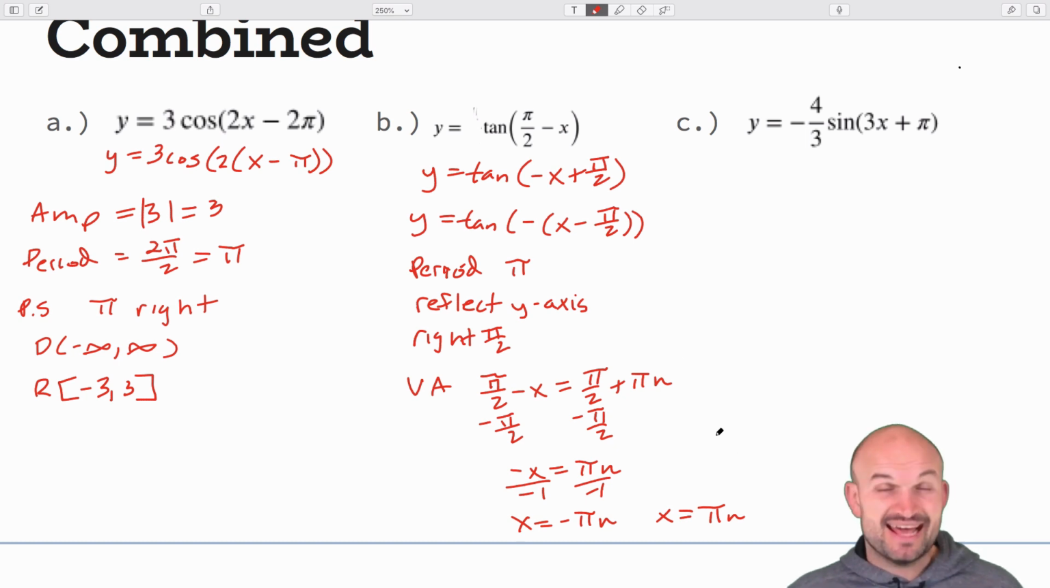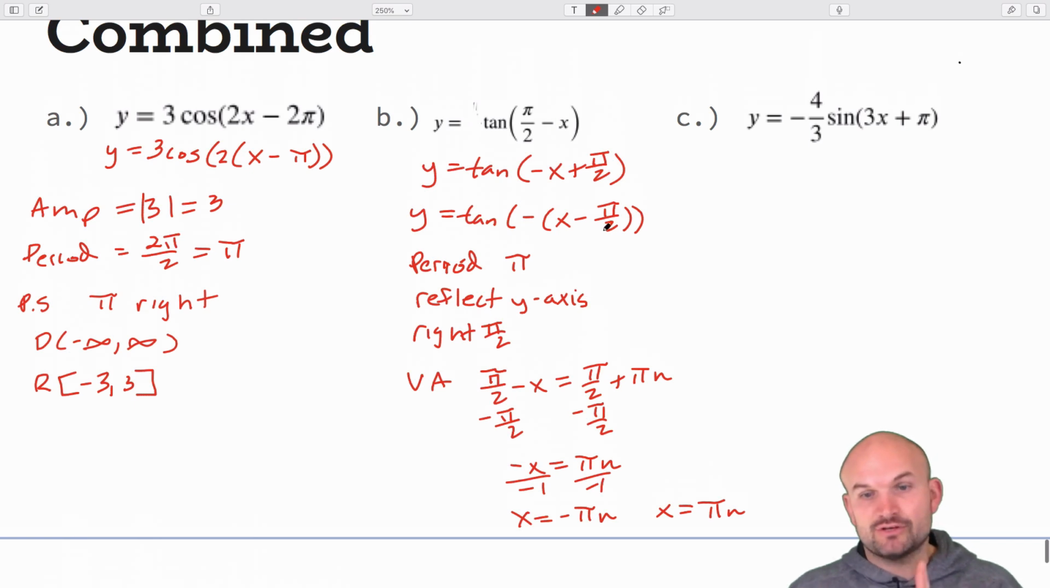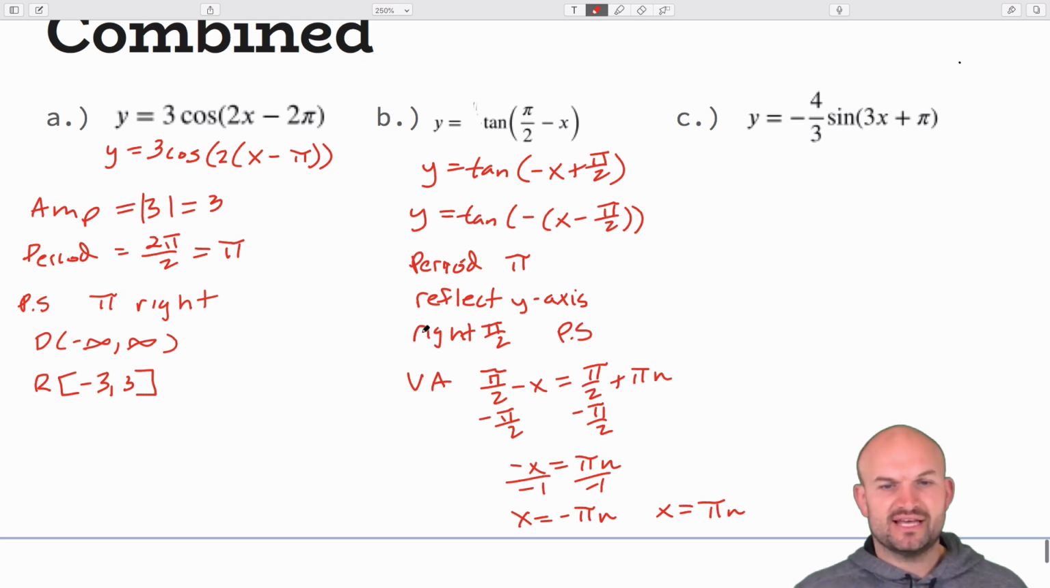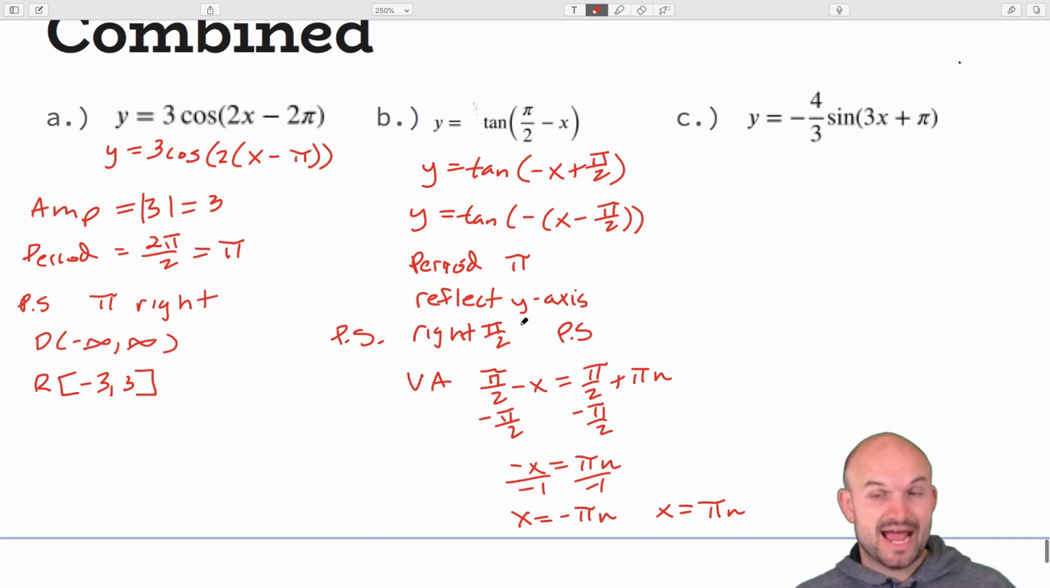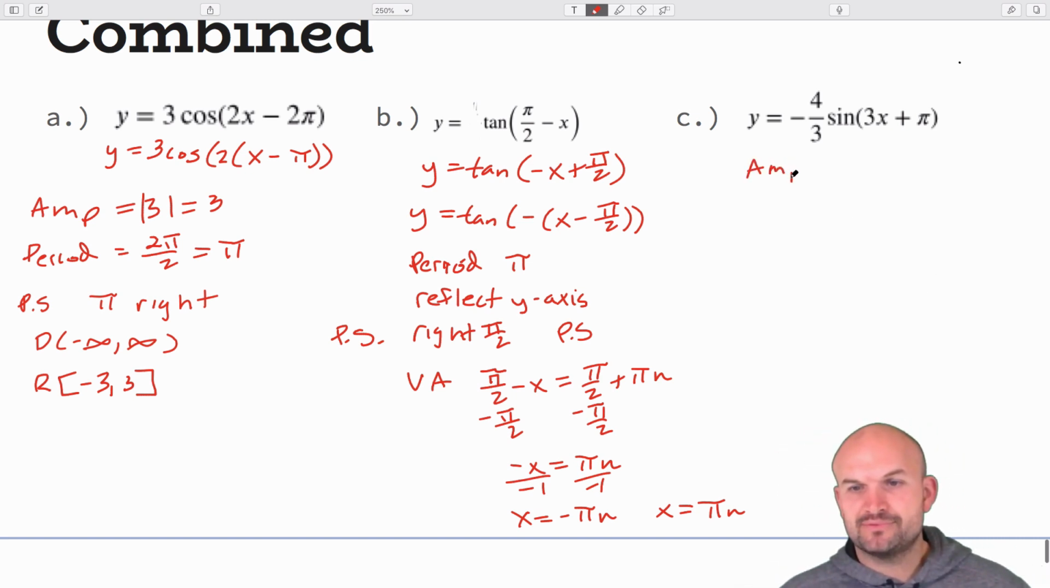And that's basically it. And then at the end, guys, I'll show you one more trick we can understand here. But you can see that the graph does have a phase shift, which I didn't write, which is pi halves to the right. Oh, I did write that. So that's the phase shift, which is right pi halves. All right, and in the last example here, we have an amplitude, which is the absolute value of -4/3. So that's going to be positive 4/3.